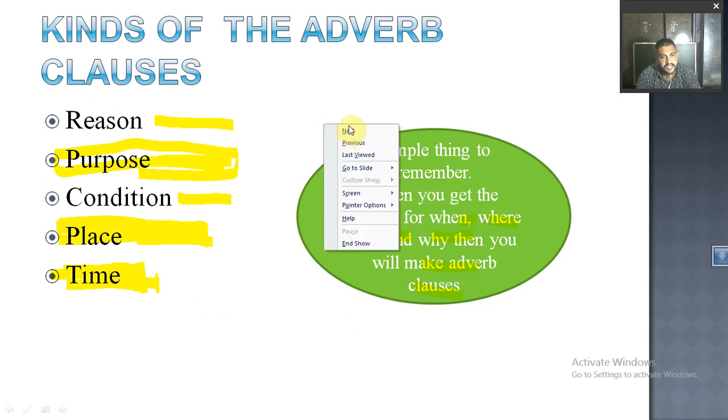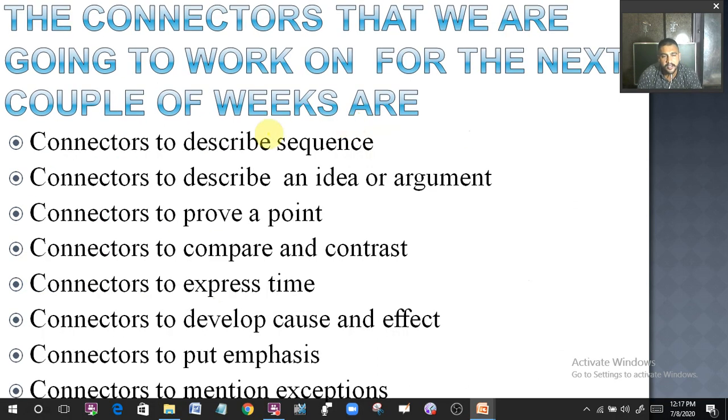So moving further, I think how to make the complex sentence with the adverb clause is clear to you. Let's move further. Now these are the important connectors that we are going to work on in the next coming videos. So you just see what the different videos are that I'm going to make.